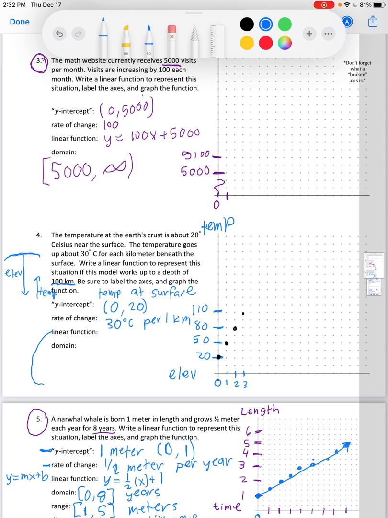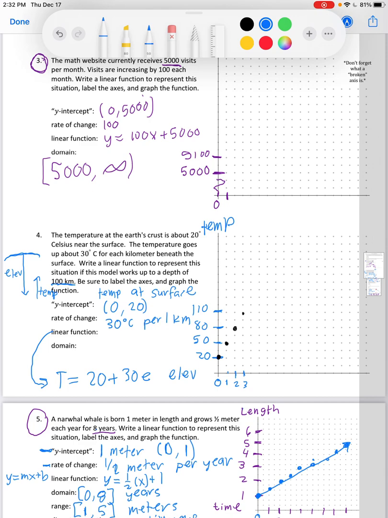Okay, so let's take that information and make it into a linear function. I'm going to write my linear function right here, so I have a little bit more room. My pen is a little fatter than yours, and so I'm just trying to make sure that we can see it well. Okay, the linear function, I'd say the temperature is equal to the 20 degrees that we started with plus 30 degrees per each kilometer down. So we'll call that E for elevation.